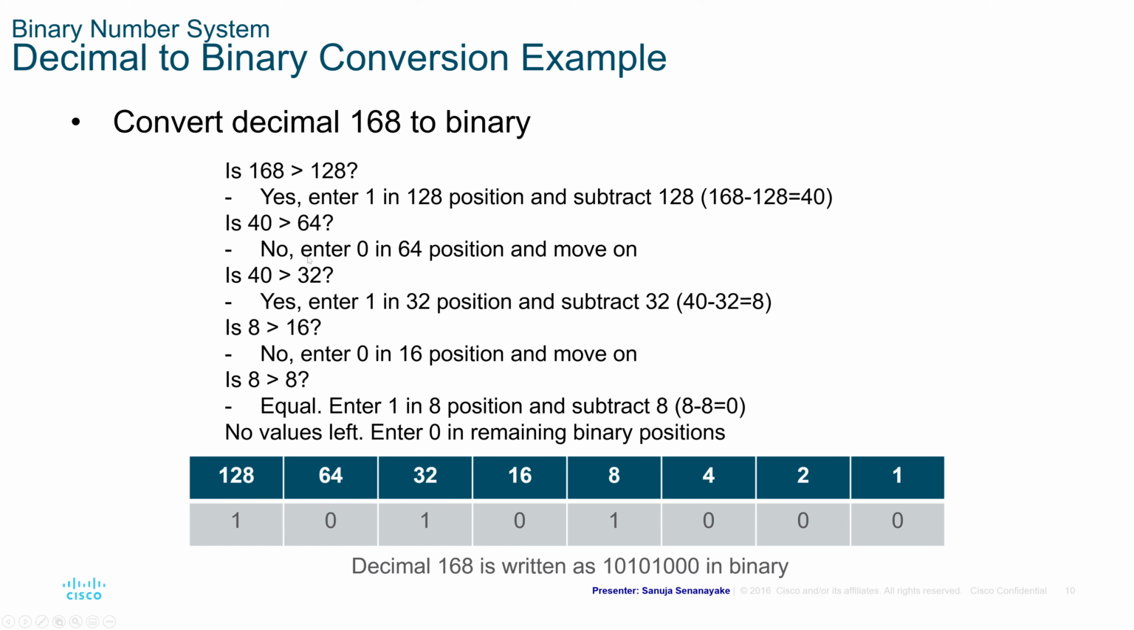And then, before we move on to the next positional value, which is 64, we're going to take this 168 minus the 128, because we have already accounted for that 128.